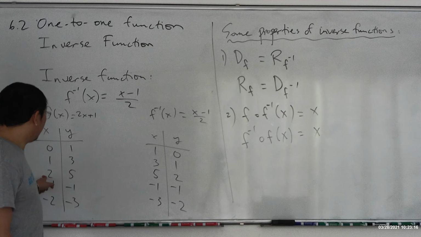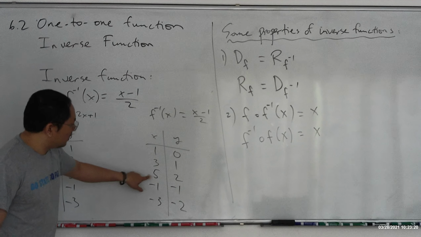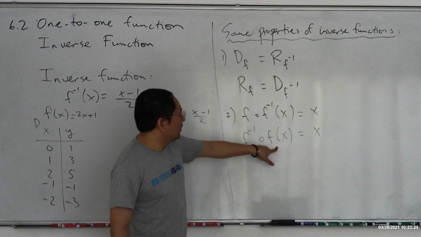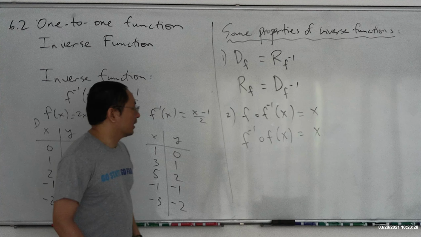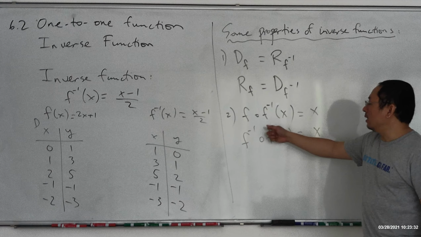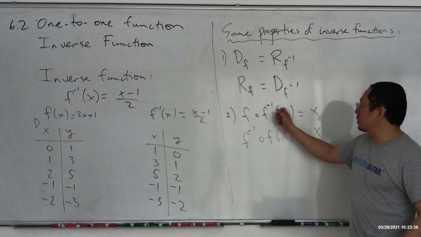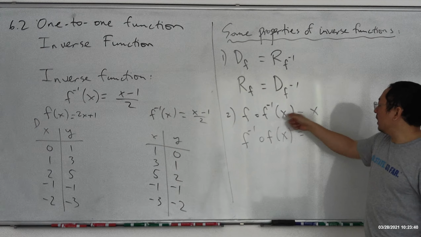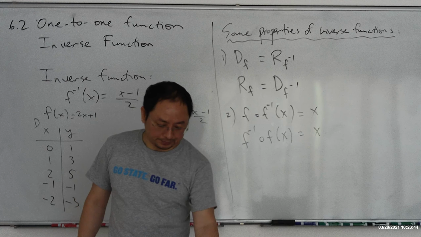So 2 in, 5 out as the intermediate value. Use 5, plug into the inverse, you get 2 in. Plug 2 in here: f of 2 is 5, and then f inverse of 5 goes back to 2. So whatever you plug in, you get the exact same thing out. This is a way to test for inverse functions. You find the composite of the two functions in the two orders, f composed f inverse and f inverse composed f, and whatever you plug in, you get the same thing out. That's going to be the inverse functions of each other.